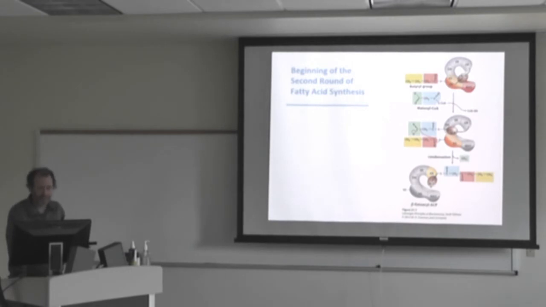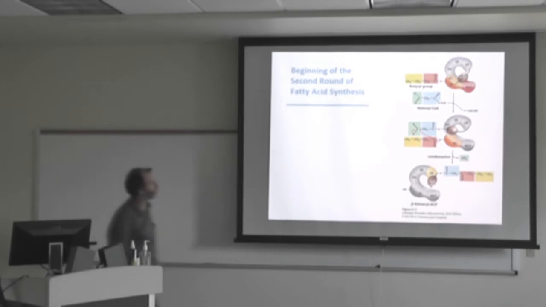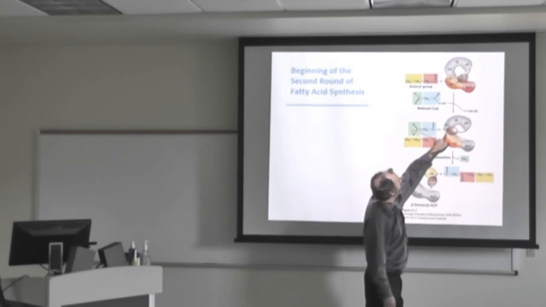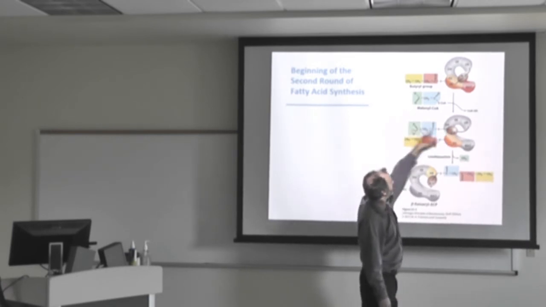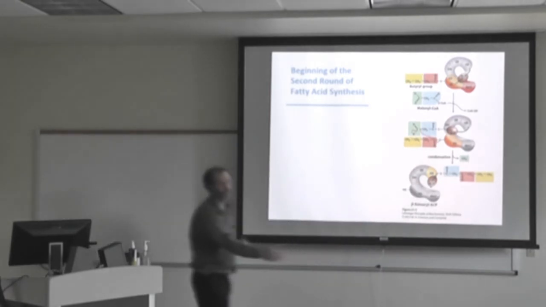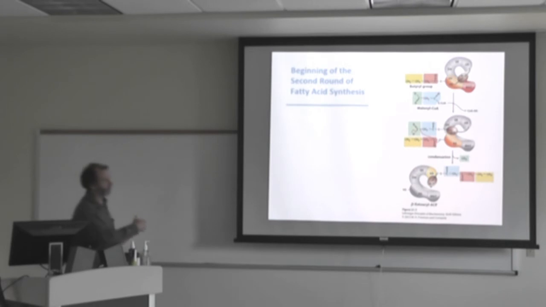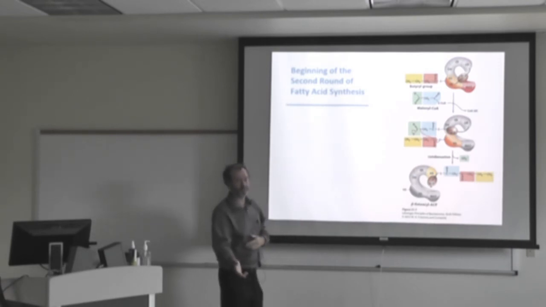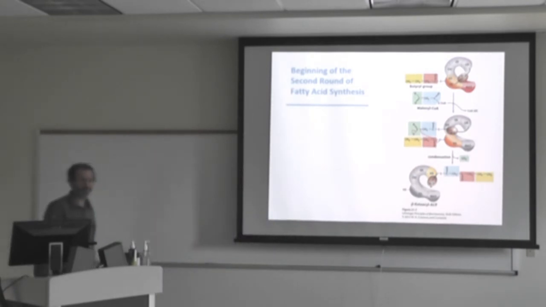And this shows you the beginning of the second round. So we have the butyryl group bound to the fatty acid synthase. Another malonyl comes in. Malonyl-CoA, that malonyl gets transferred to the ACP, and we get condensation again. It's 2 carbons longer. And after condensation, there's reduction, dehydration, and then reduction again, right? So the keto becomes an alcohol, the alcohol an ene, and then the ene becomes saturated after it's reduced again.